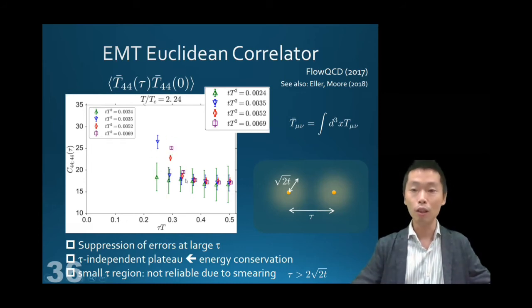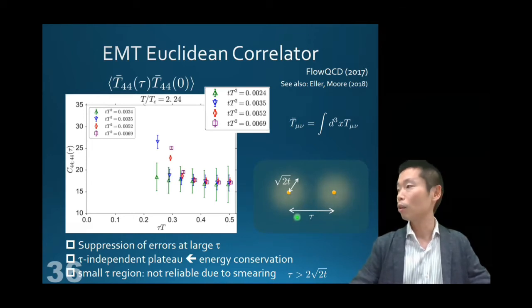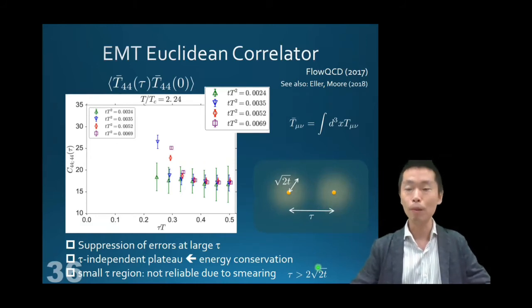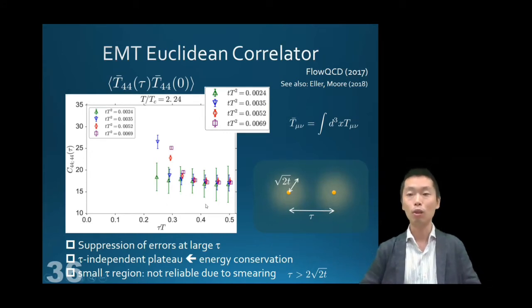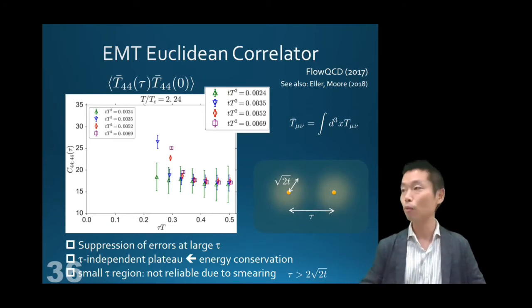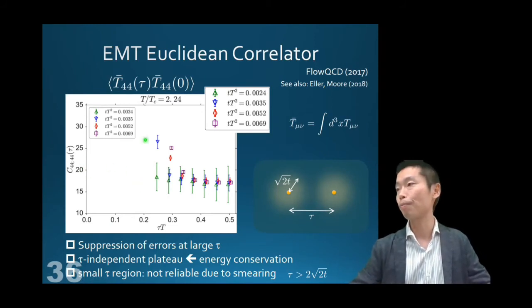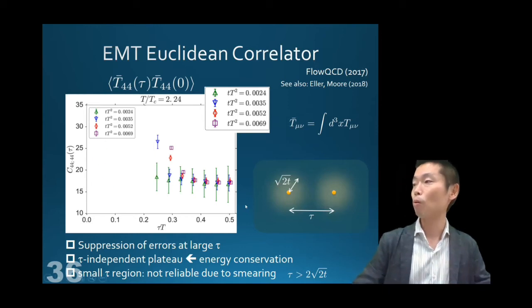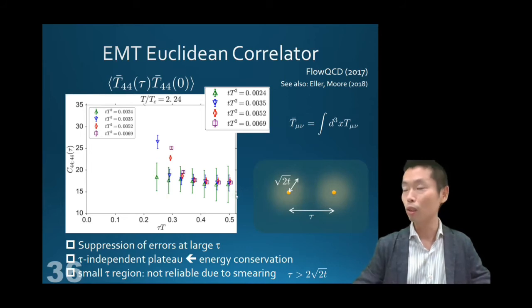So this result is understood as the effect of the smearing. The gradient flow acts as a smearing. So this local operator is smeared with the radius square root of 2t. Then we measure the correlation between two points. Then this tau should be significantly larger than twice this square root of 2t. Otherwise, the correlator is contaminated by the effect of the gradient flow. So this over-smearing occurs around here. So we can perform the double extrapolation safely only around here, unfortunately.